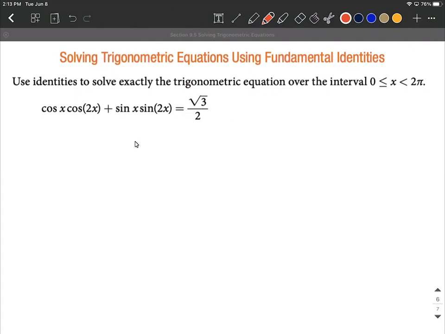So as I get going, I don't like both double and single angles hanging out in the same problem. So the first thing I'm going to do is go ahead and use a double angle formula. Actually, two different double angle formulas. I'm going to replace the cosine of 2x with cosine squared minus sine squared.